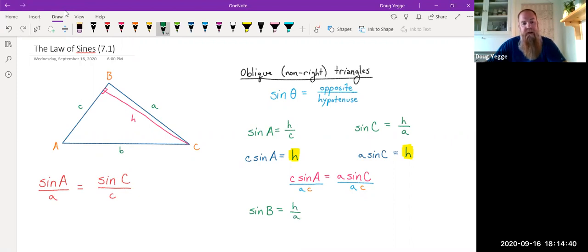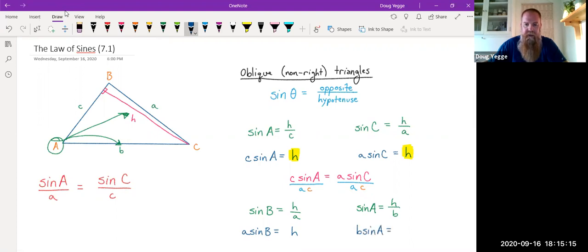But if we look at the other angle, we could also see that sine of angle A is equal to the opposite side, h, over its hypotenuse, which is B. So we also see that sine of angle A is equal to the opposite side over B. And in a very similar scenario as in the last formula, we could cross multiply and say that A sine B is equal to the height. But we could also see that B sine A is equal to the height.